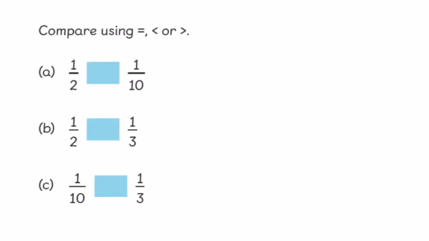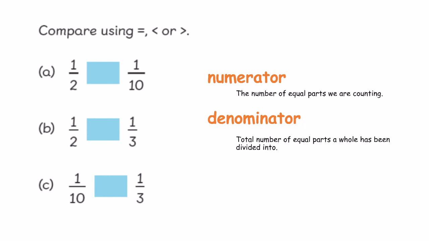Here are 3 more questions for you to have a go at on your own. I would like you to draw out the bars, make sure they're the same size, and think about how many parts you need to split the bar into and how many of those parts you need to shade. Then choose the correct symbol to compare the fractions. Pause the video and have a go.